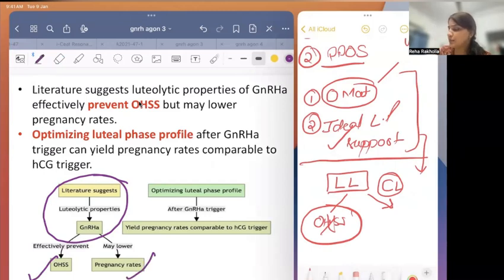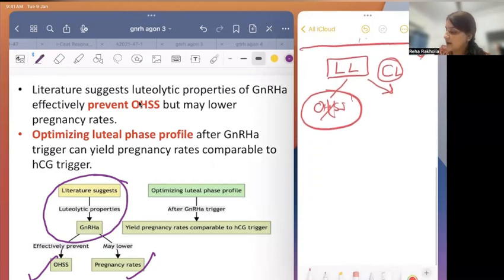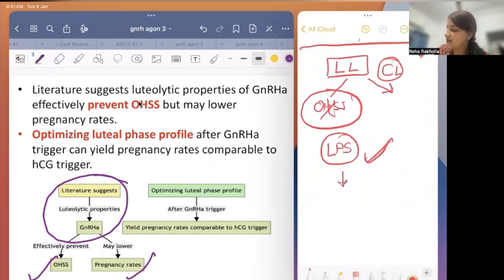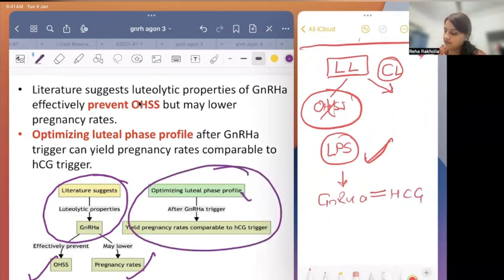Then luteal phase support. If we give good luteal phase support, then with GnRH agonist triggering the pregnancy rate can be equivalent to HCG triggering. Optimizing the luteal phase profile yields a pregnancy rate comparable to HCG triggering.